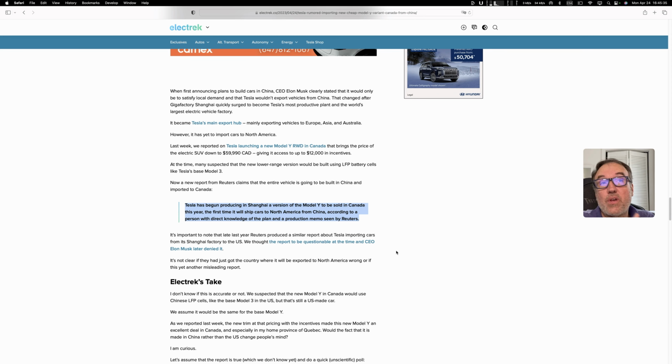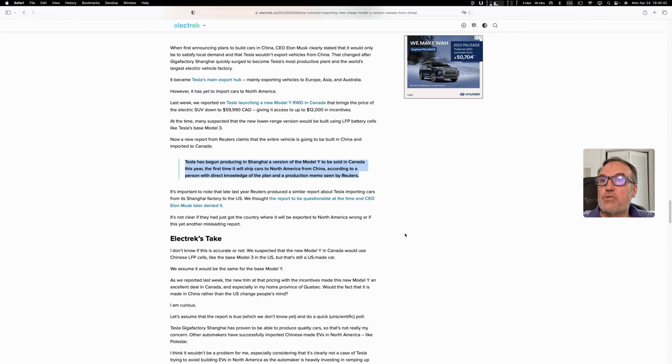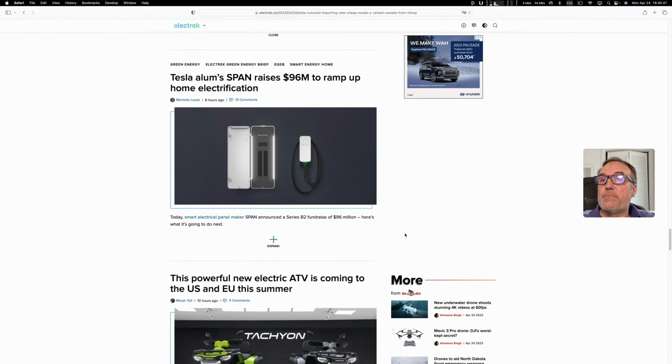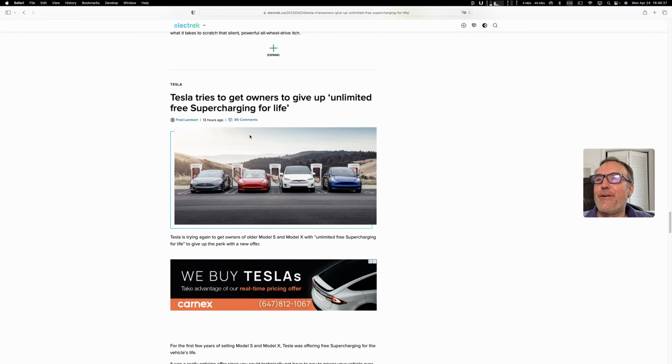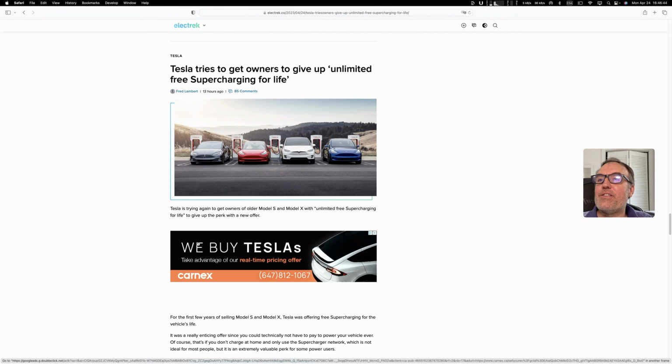And to tell you the truth, the volume of cars sold in Canada is not that big compared to the US, but it makes sense to me. Tesla tries to get owners to give up unlimited free supercharging for life. Tesla is trying again to get owners of older Model S and X with unlimited free supercharging for life to give up the perk with a new offer.